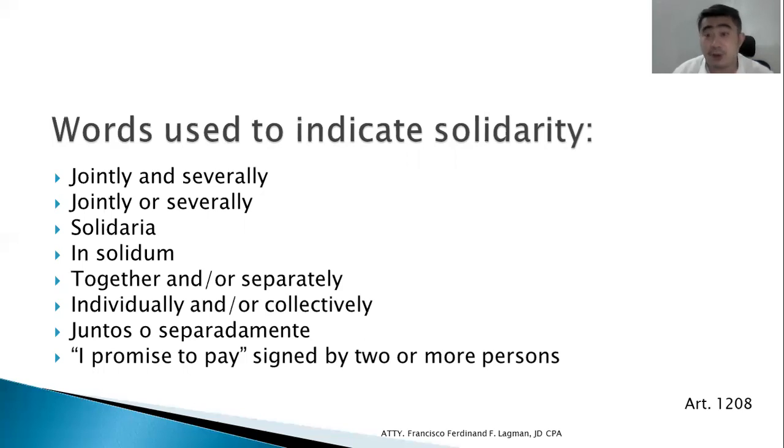Class, take note: I promise to pay. It's only one person, no? I promise to pay, but many signed. In that case, the obligation is solidary. What if it says we promise to pay, and then many signed? Then the obligation is joint. Here, I promise to pay, it is only one, but many signed. So that's a solidary obligation.